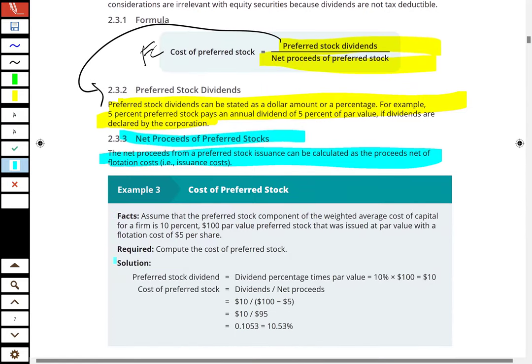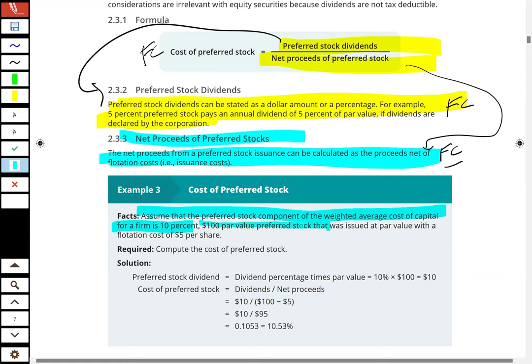Okay, so let's just go ahead and take a look. I want you to flashcard, guys, the way you calculate these. Not only the formula, but it's helpful to have the components of the formula, right? Okay, and then we say, assume that the preferred stock component of the weighted average cost of capital for a firm is 10%. So that just told us the cost. And $100 par value stock was issued at par with a flotation cost of $5 per share.